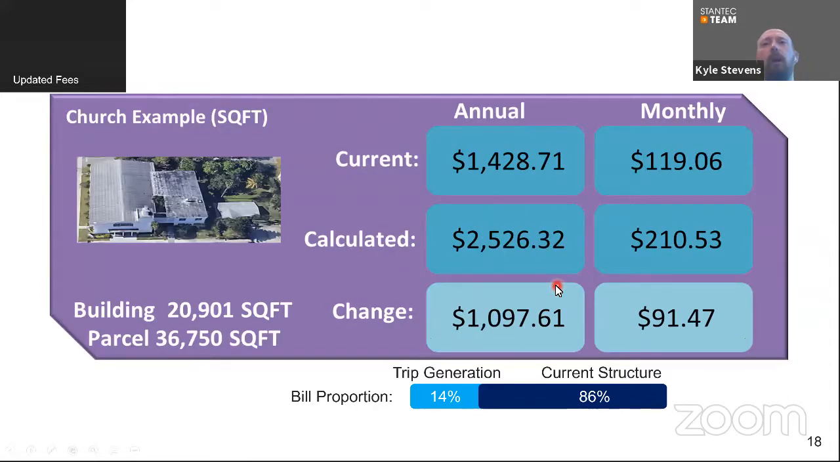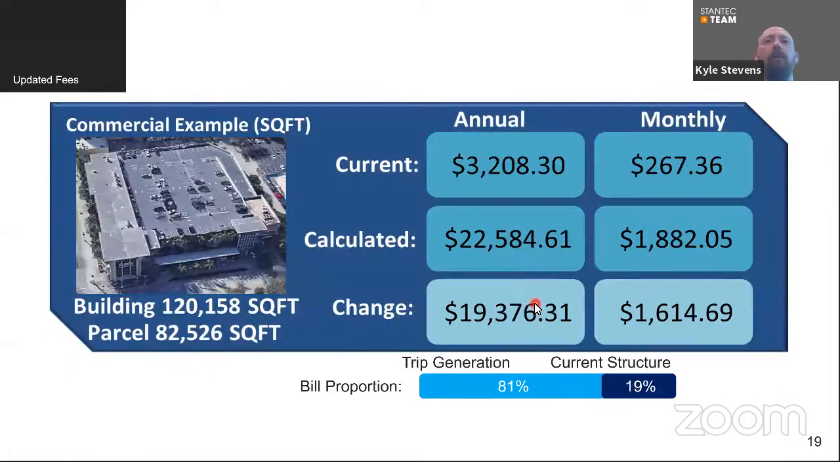Now, if we move to a couple different examples, this is an institutional example. Current fee is $1428.71. The calculated fee under this assessment would be $2526.32 for a change of $1,097.61 over the entire year. And my last example is a commercial example. And in this particular example, the trip generation rates down here in this bar really drive a lot of the particular assessment that's being generated here.